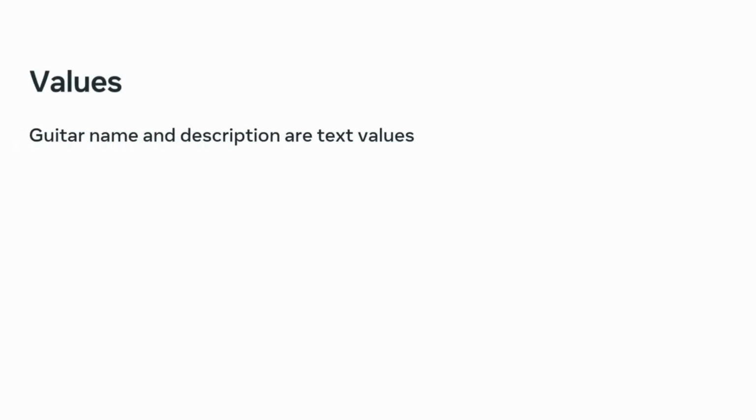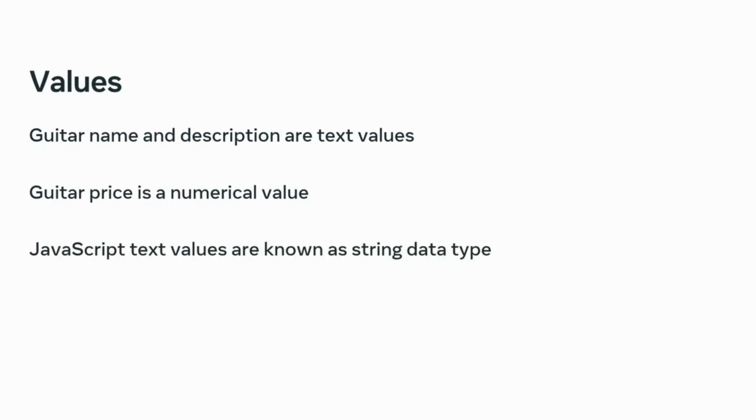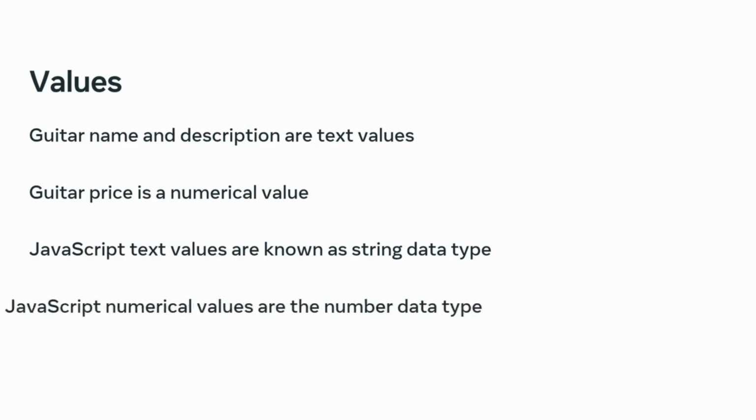But what does data mean exactly? Well, each piece of information in your app has a different value, and all values are collectively referred to as data. But the values differ and therefore need to be stored differently. For example, you store the name and description as text values, and the price as a numerical value.